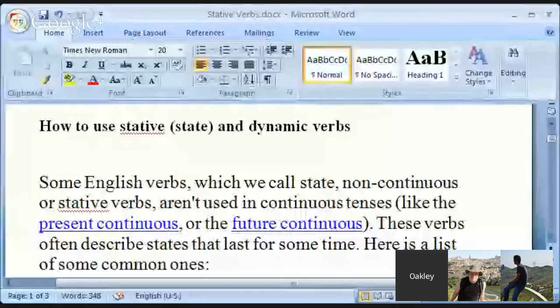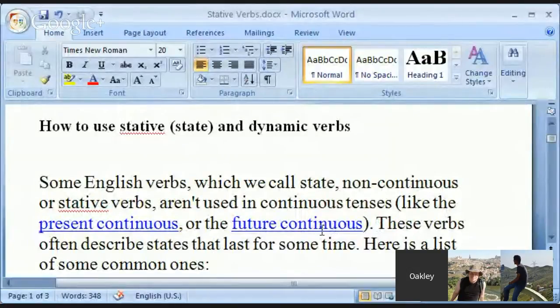All right, gentlemen, we're going to talk about stative versus dynamic verbs and why it's important to know the difference. Okay, let me do a little screen share here and talk to you a little bit about this. Some English verbs we call state verbs, or sometimes they're called non-continuous verbs, or they can also be called stative verbs. Okay, stative means a state, so the way something is.